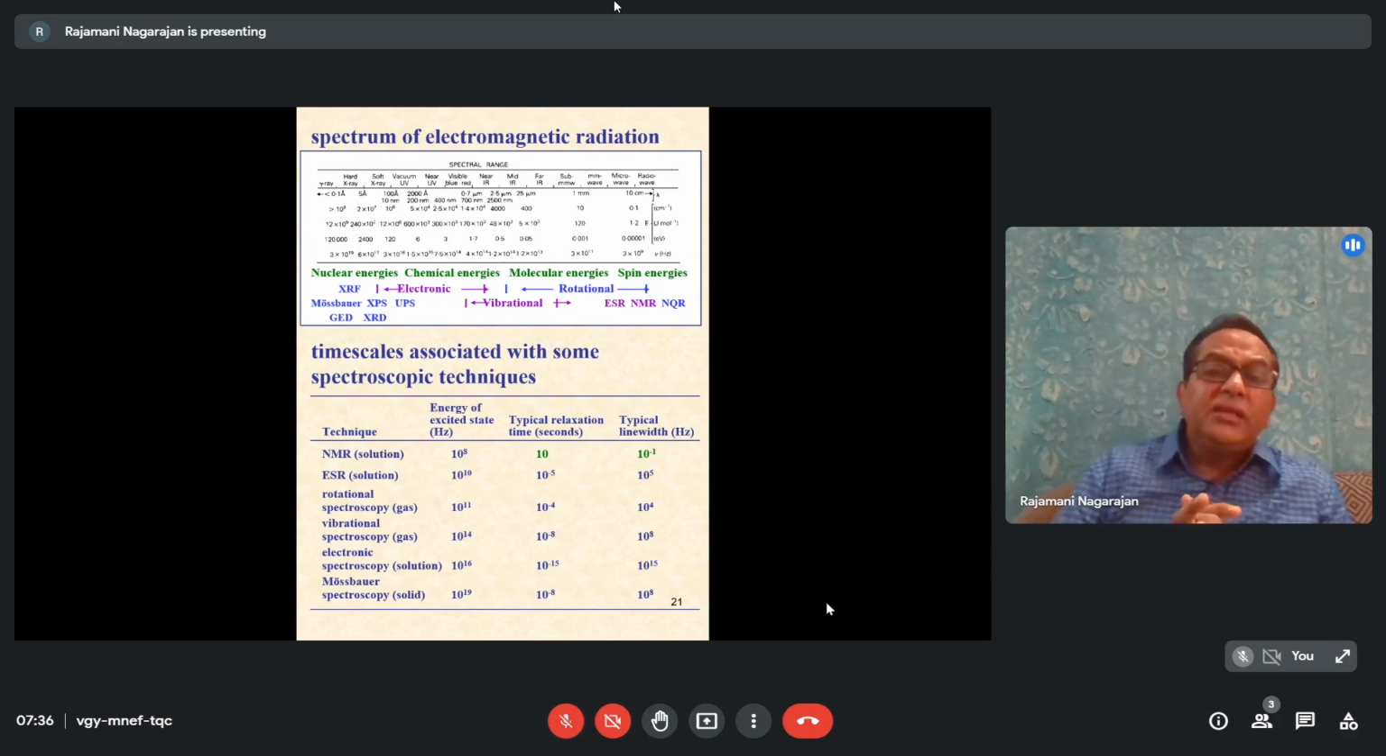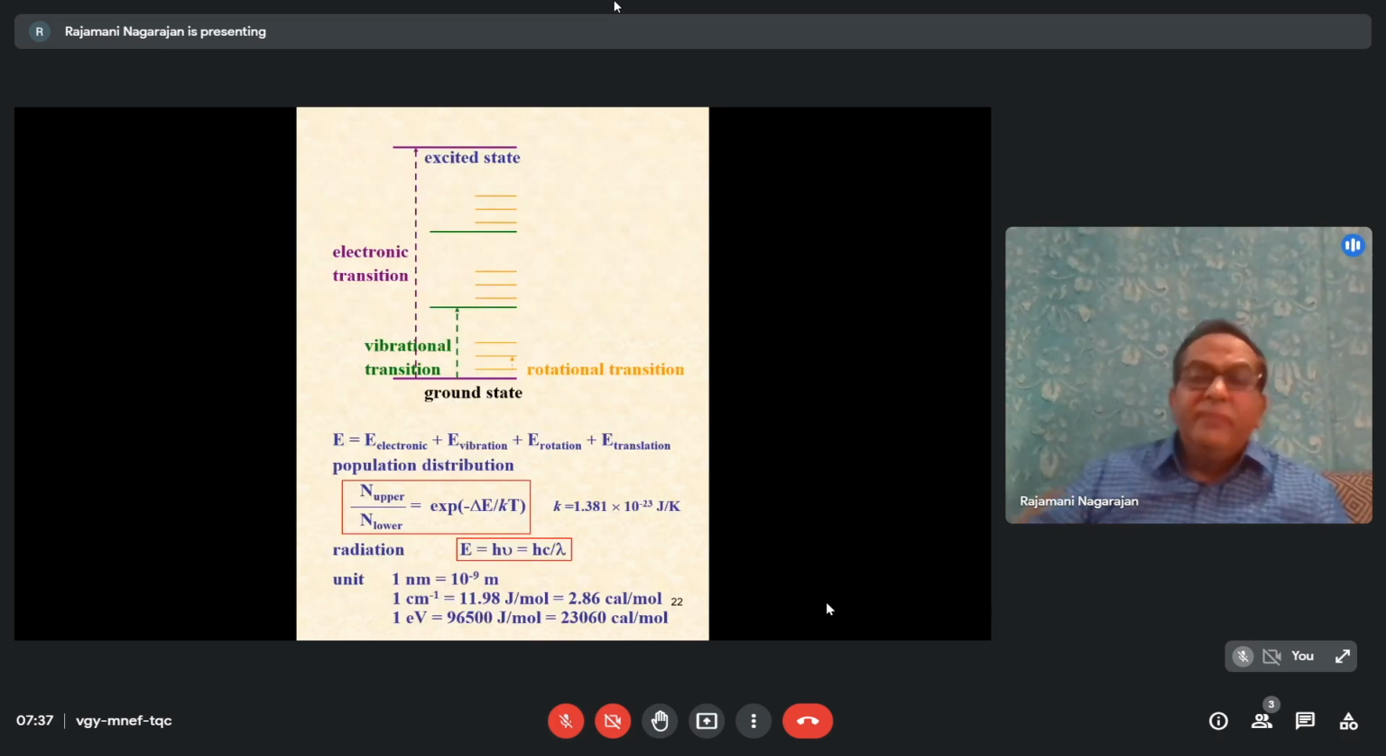For electronic spectroscopy in solution, the energy of the excited state is 10 to the power 16, the typical relaxation time in seconds is 10 to the power minus 15, and the typical line width is 10 to the power 15. For Mössbauer of the solid, the energy of the excited state is 10 to the power 19, the typical relaxation is 10 to the power minus 8, and the line width is 10 to the power 8. Okay, so we will just look into this.